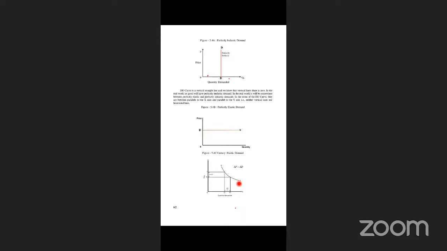So the DD curve, when it appears as a vertical line, we call it perfectly inelastic demand. And when it is parallel to the x-axis and is a horizontal line, we call it perfectly elastic demand. So the DD curve, that is the demand curve, is either inelastic or elastic. One is parallel to the x-axis, which is elastic. Another is parallel to the y-axis, which is inelastic.